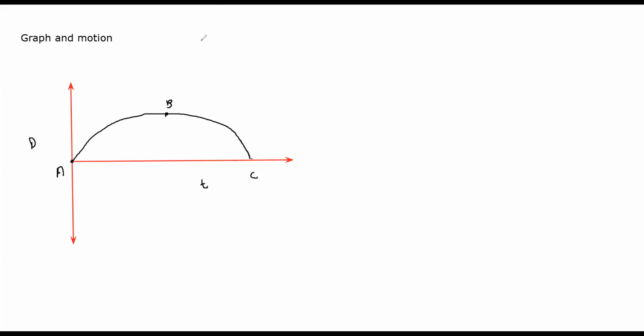Now from A to B, what happened to the slope? Increasing, decreasing, constant, or zero? What happened to the slope? Slope is decreasing. So slope decreases, and for a distance time graph, slope represents speed. So speed should also decrease.